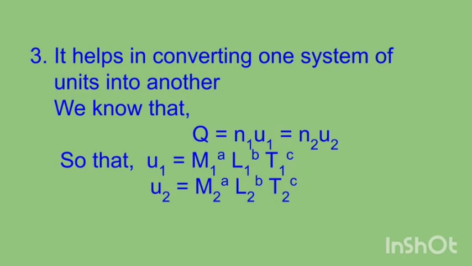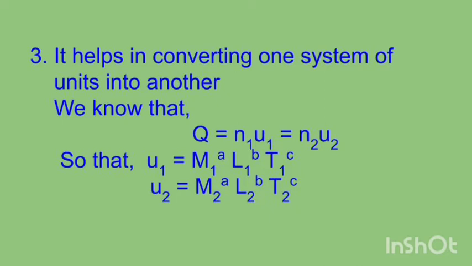The third application of dimensional analysis is that it helps in conversion of one system of units into another. We know that the magnitude of a physical quantity does not change. It remains the same, whatever be the system of its measurement. That is, Q is equal to N1 U1, which is also equal to N2 U2, where U1 and U2 are units of measurement of the quantity Q in two different systems, and N1 and N2 are their respective numerical values.